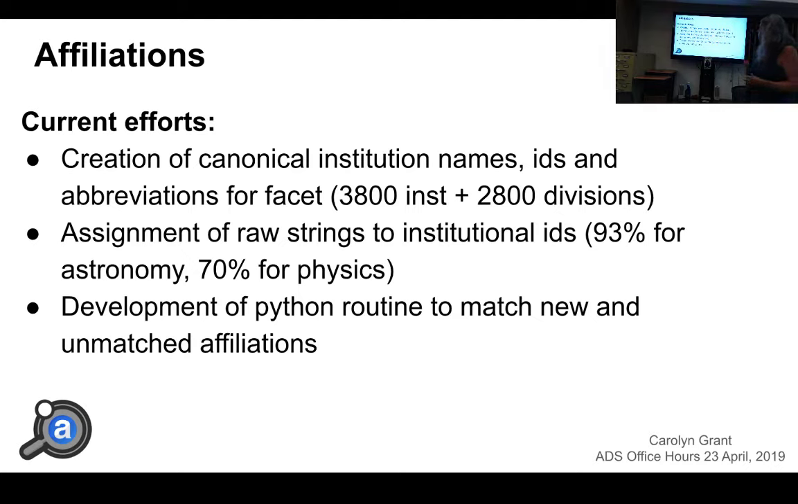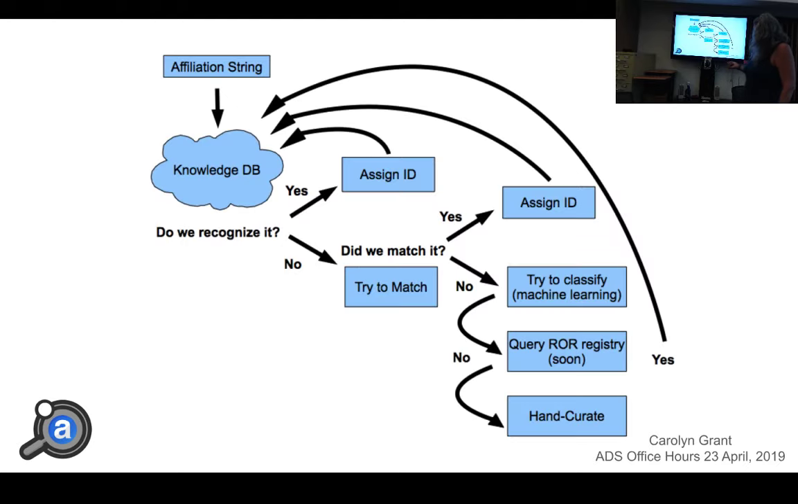We've assigned the raw strings to these identifiers, a very high percentage of them for astronomy, and we're still working on physics. And we've got a whole bunch of structure behind things to index it, to search it, to iterate and make the machine learning smarter.